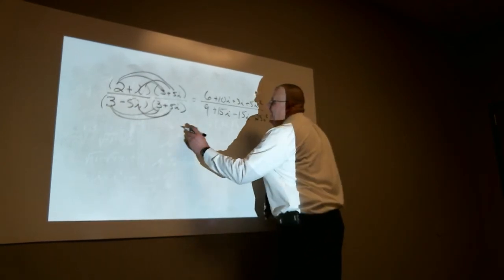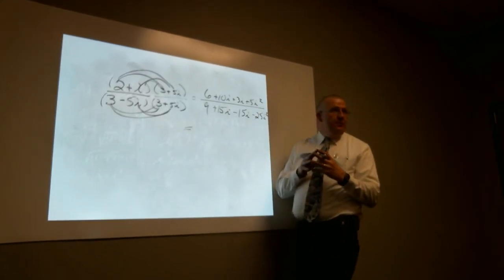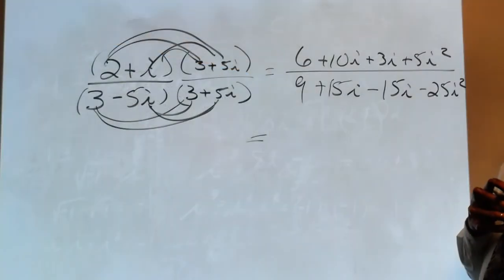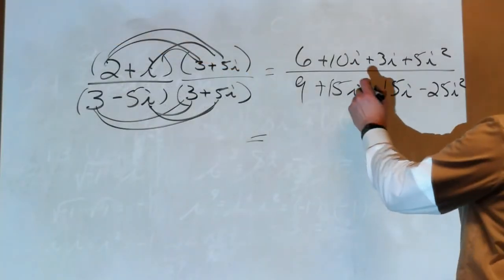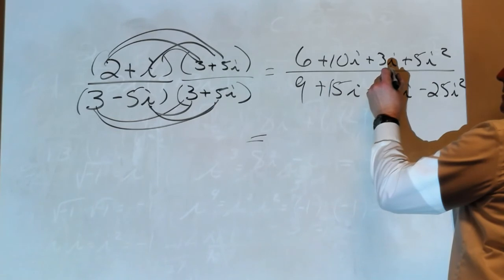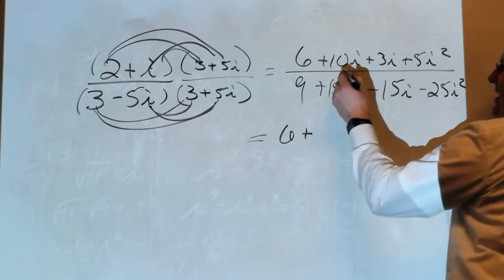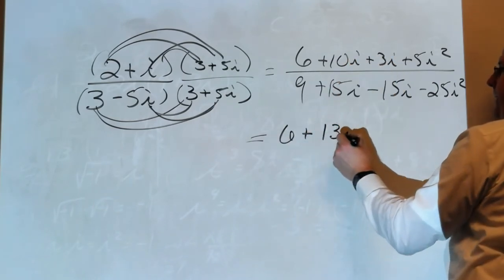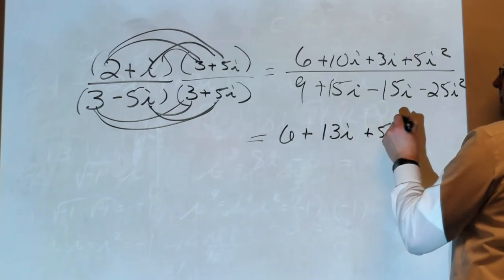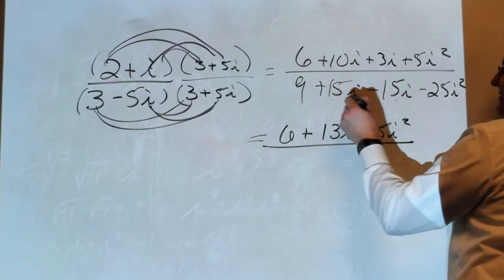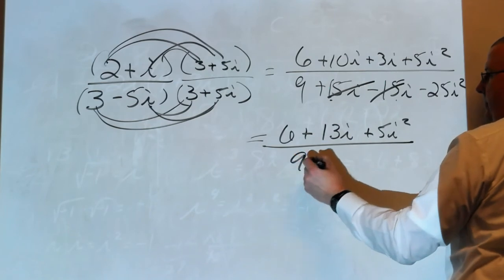So we're going to combine like terms, and then we'll deal with the i squared at last. Okay? So in the numerator, these two are like terms. So we have 6 plus, that's 13i. You with me? Down here, those two cancel.